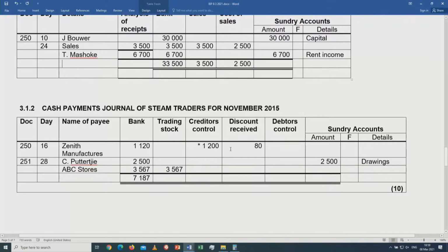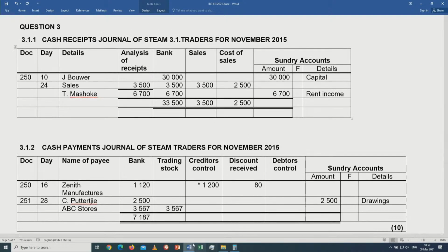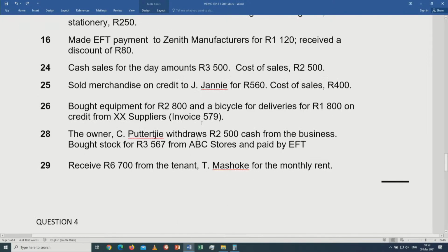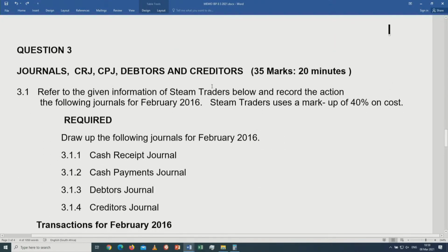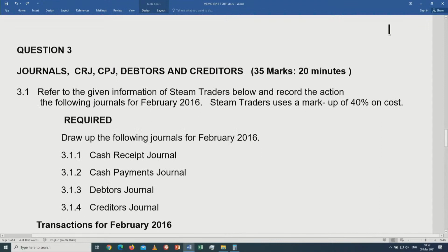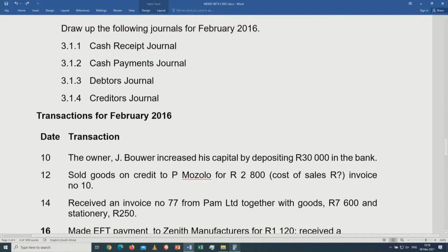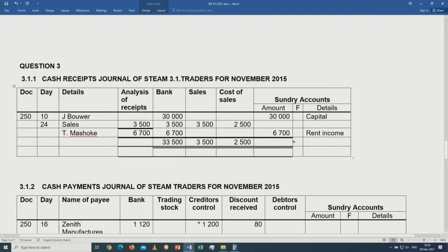All right. Like I said, if you do not have time, do not total, if the examiner said do not total. So in this case, were we not supposed to do the totals? No, we are supposed to do them. There is no place where they said you mustn't. Refer to the given information of Stream Traders below and record the transactions of February and mark them up, and then let's do the totals there. The totals are already here.